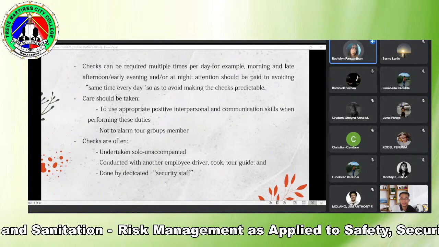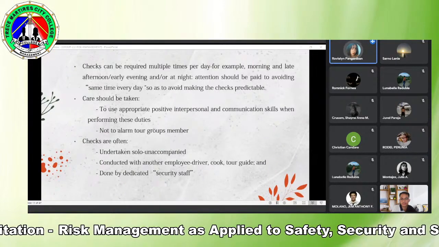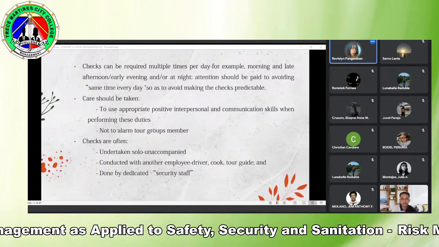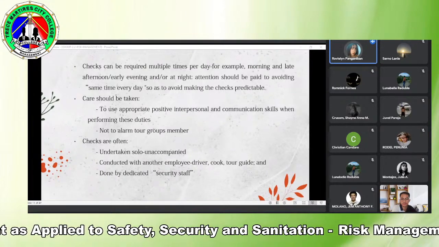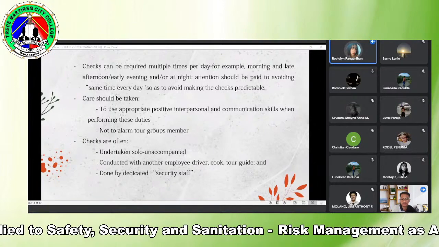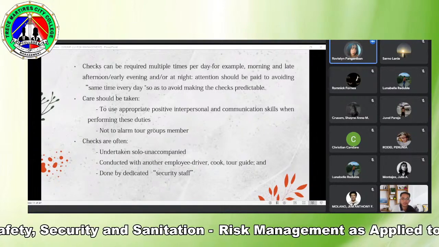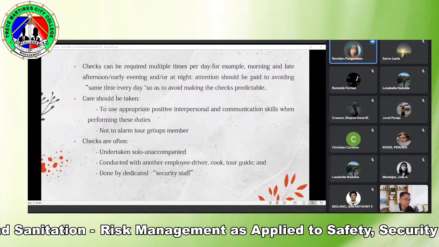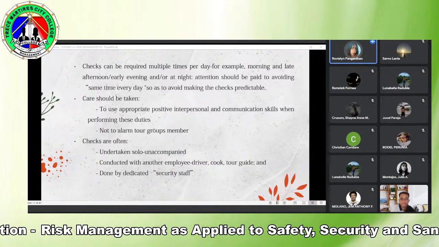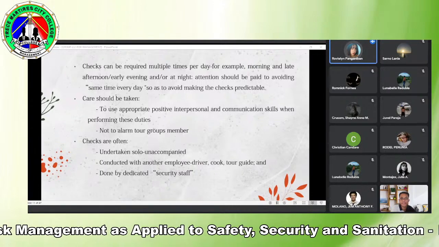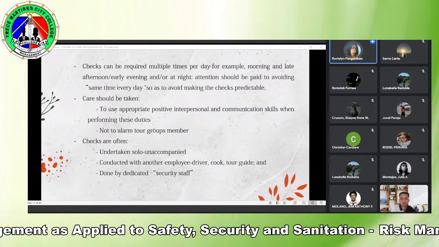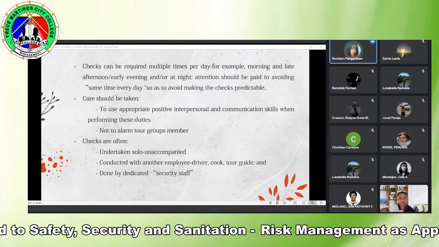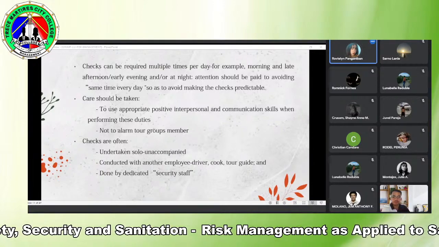Next is to use appropriate positive interpersonal communication skills when performing these duties. Kailangan pag mag-approach tayo is maayos but hindi ma-misinterpret ng guest natin or kahit sino man. Huwag tayong lalapit ng basta-basta kasi baka isipin nila mananakit tayo or basta ma-misinterpret nila.